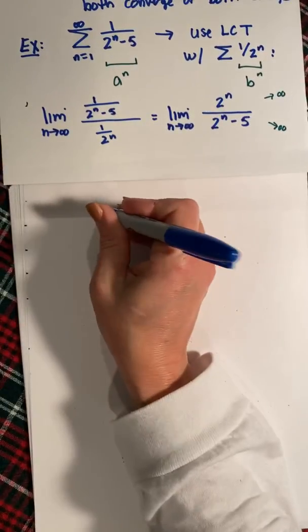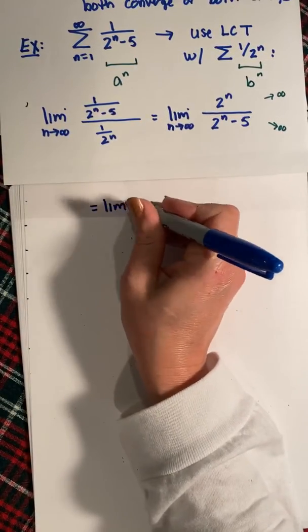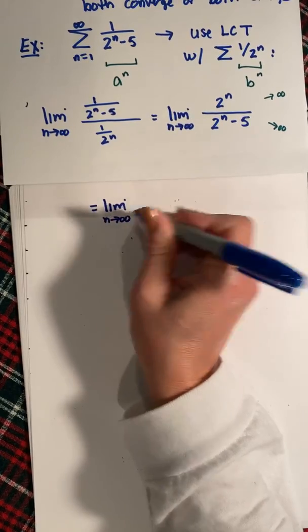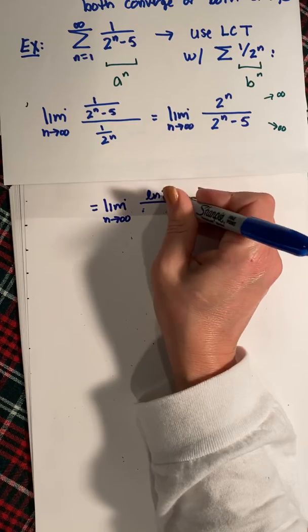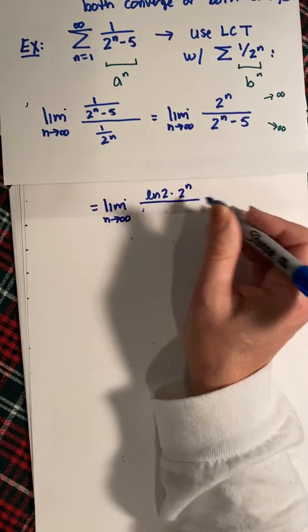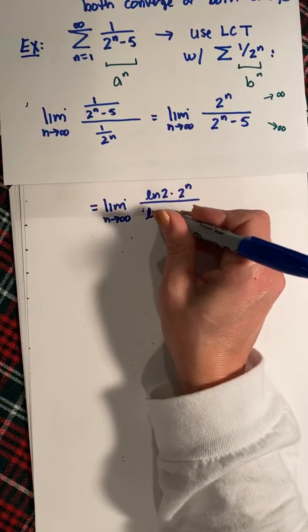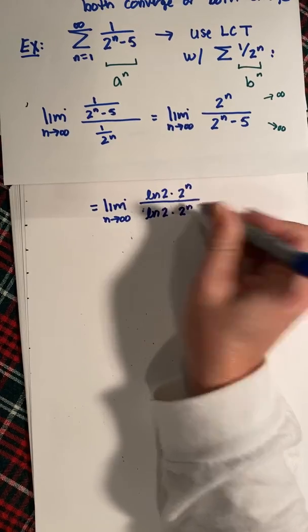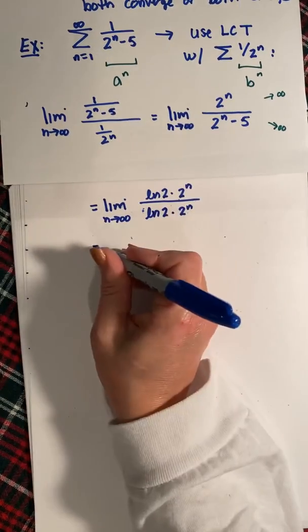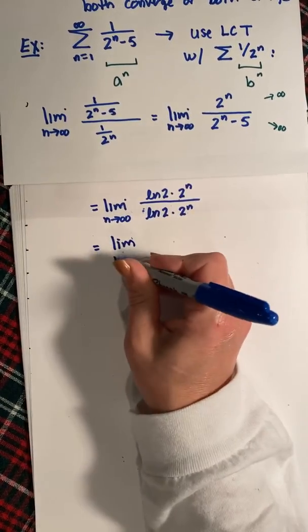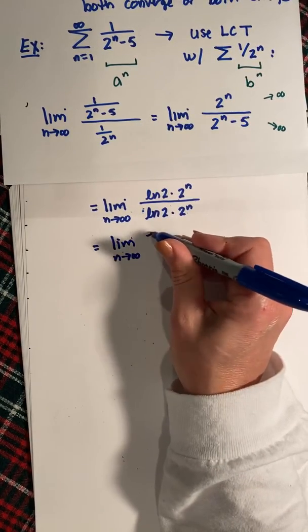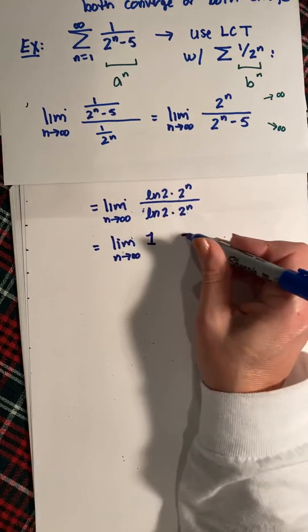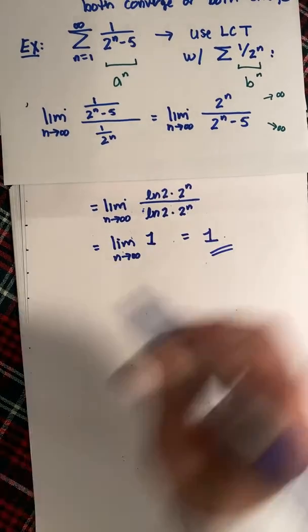This says if I have something of the form 0 over 0 or infinity over infinity, I can take the derivative of the top, which would be the natural log of 2 times 2 to the n, all over the natural log of 2 times 2 to the n minus 0, as n goes to infinity. Well, the natural log of 2 over 2 to the n over the natural log of 2 over 2 to the n is just 1. So this limit is just 1.